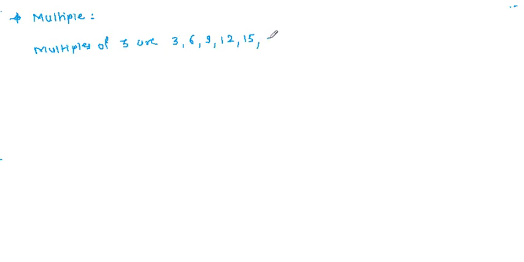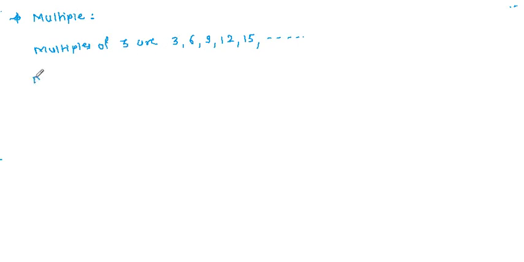Now let's see what is meant by a multiple. A multiple is a number that comes in the table of that particular number. What is the table of 3? 3 ones are 3, 3 twos are 6, 3 threes are 9, 3 fours are 12, 3 fives are 15 and so on. So the numbers 3, 6, 9, 12, 15 and so on are called the multiples of 3.